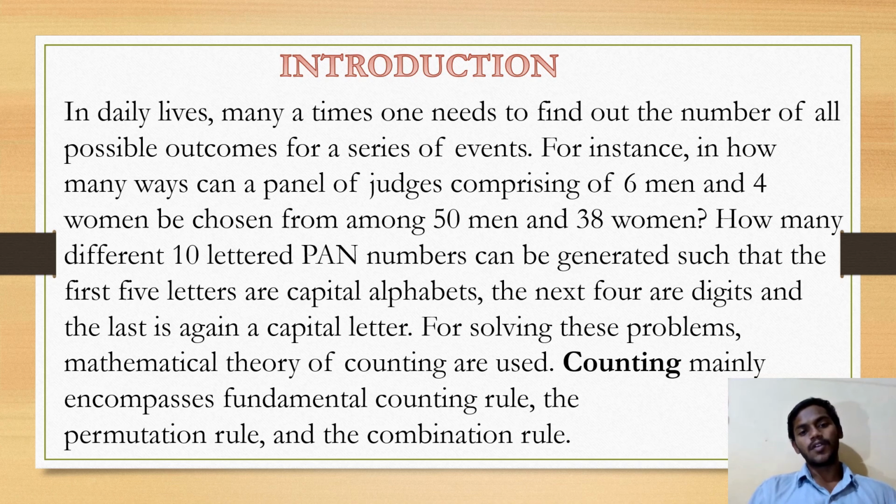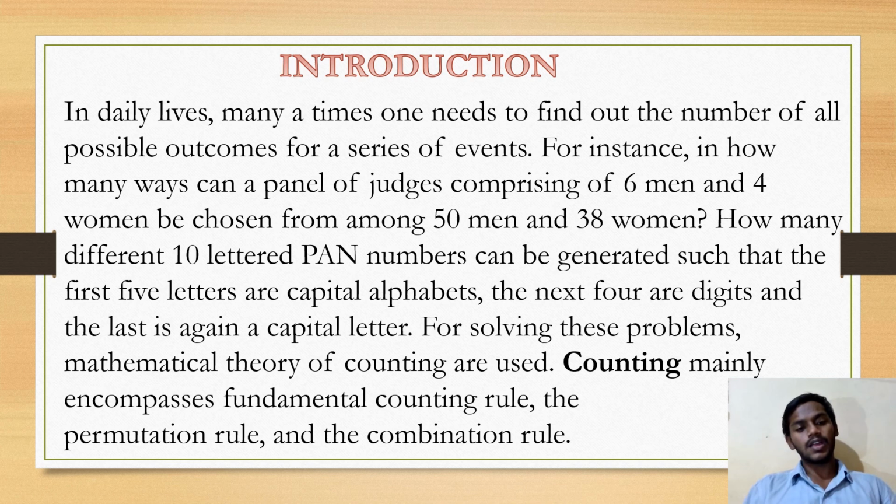Introduction. In daily life, many times one needs to find out the number of all possible outcomes of a series of events. For instance, in how many ways can a panel of judges comprising 6 men and 4 women be chosen from among 50 men and 38 women? How many different 10-lettered PAN numbers can be generated such that the first five letters are capital alphabets, the next four are digits, and the last is a capital letter? For solving these problems, the mathematical theory of counting is used.